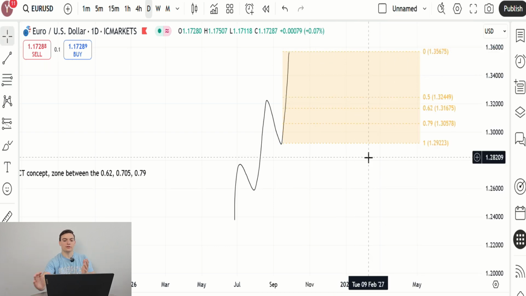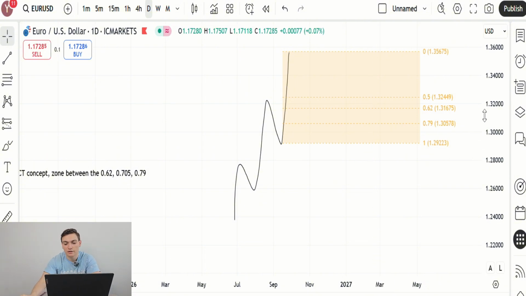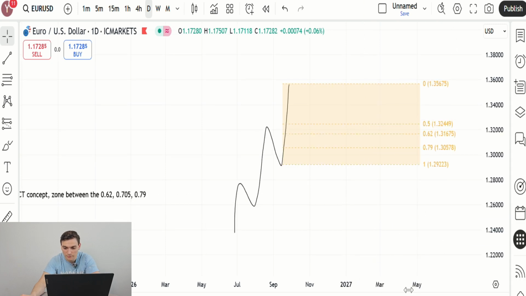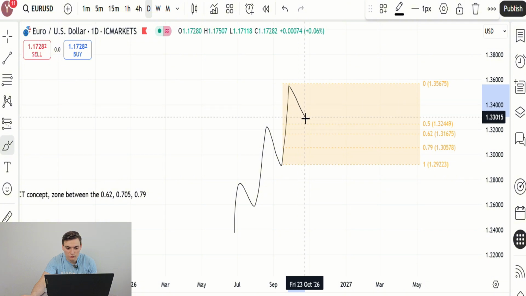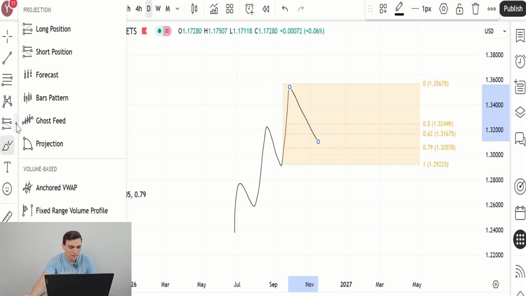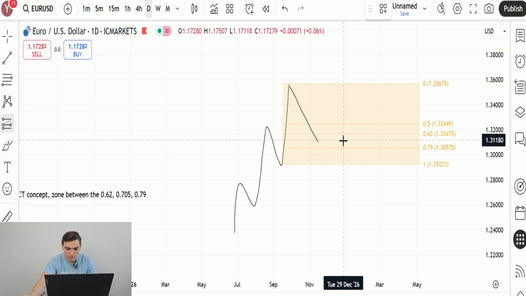if you look at the screen right now, where would you want to buy? If you think this trend is going to continue higher, where do you want to enter? You want to enter in a discount, right? Discount is everything below the 0.5 level. So this area, like I said before, you want to wait for the pullback to reach this area, and from here you enter.